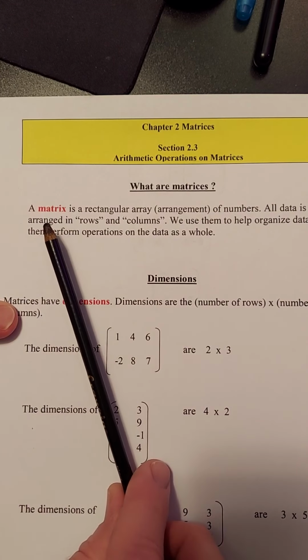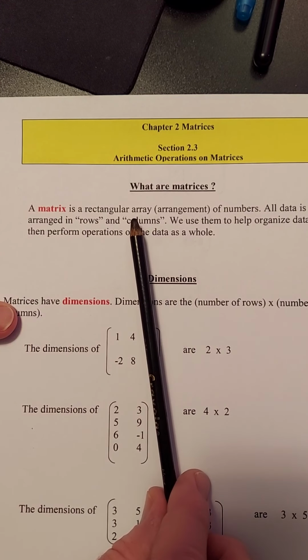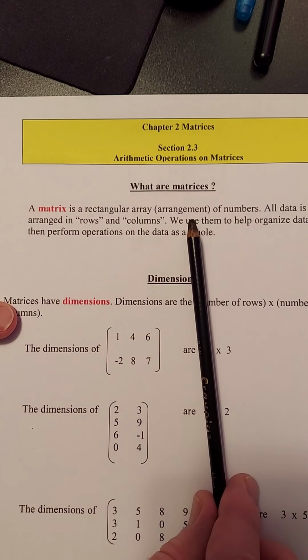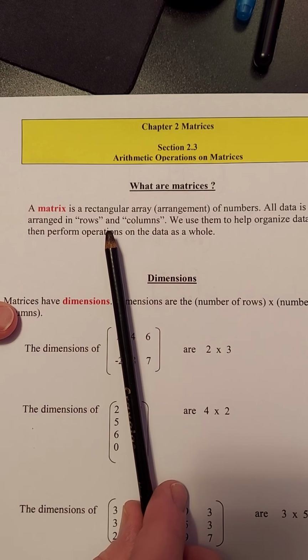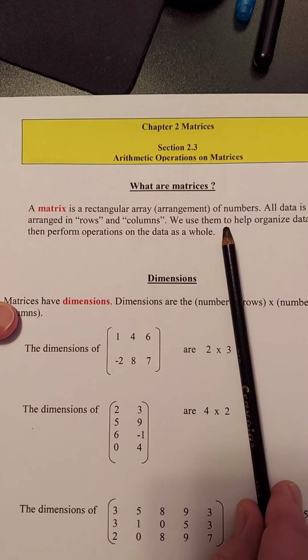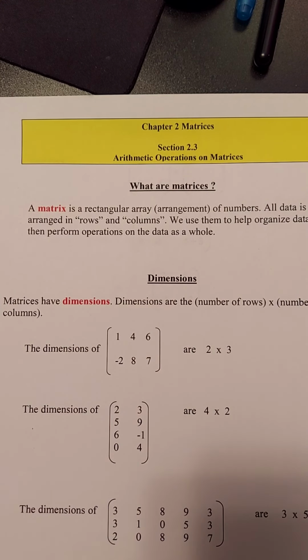So first of all, a matrix is a rectangular array or arrangement. In math, we say it's an array of numbers. All the data is arranged in rows and columns, and we use them to help organize data and perform operations on the data as a whole, not just multiplying, say, two numbers, but multiplying a whole group of data.